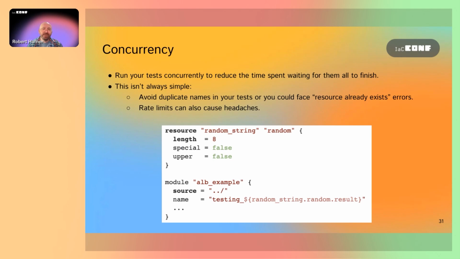You can help with some of this using concurrency. This will allow you to at least move a little bit faster, but you also have to keep in mind that concurrency means your rate limits against your APIs become an issue, and you have to make sure that you randomize some of these names so you don't get two resources named the same thing.